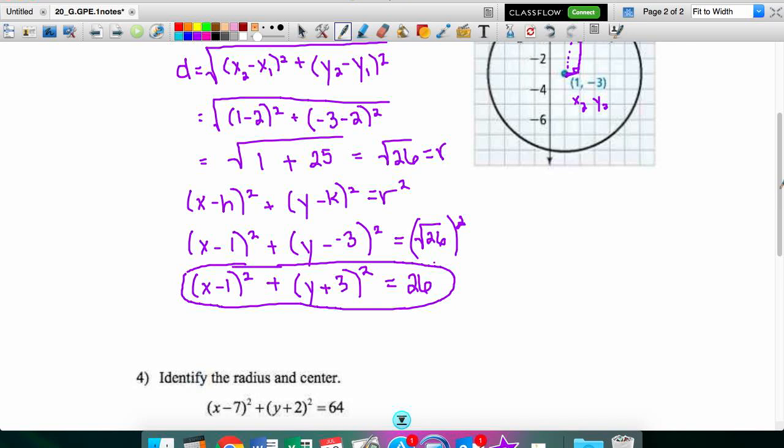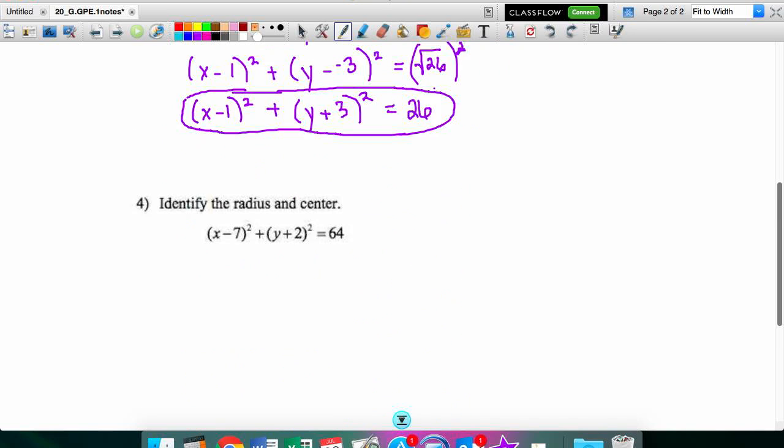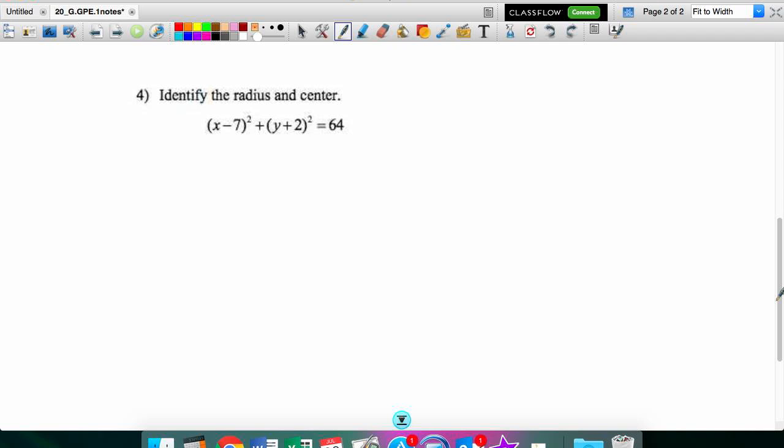One more problem to take a look at in this section. Identify the radius and the center. So this problem is actually backwards. They're giving you the standard form of the equation of a circle, and we need to identify the radius and the center. So what I'm going to do is attempt to rewrite this equation so that it looks like (x minus something) squared plus (y minus something) squared equals something squared.